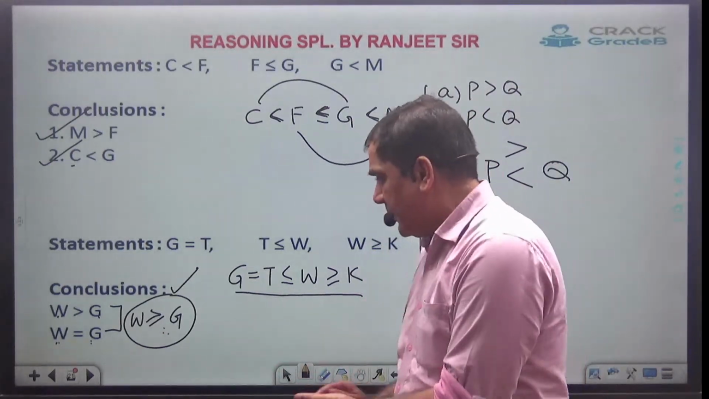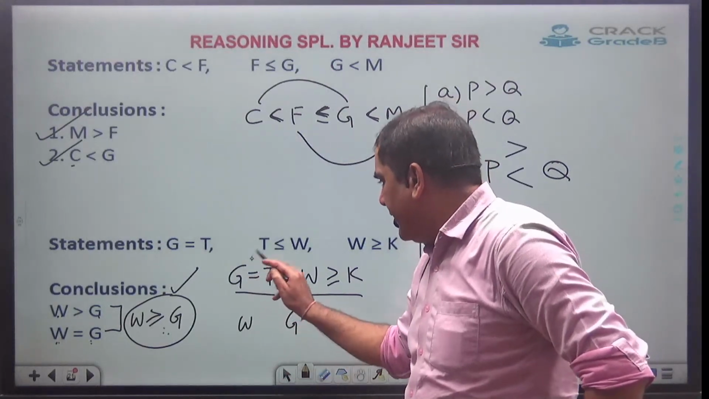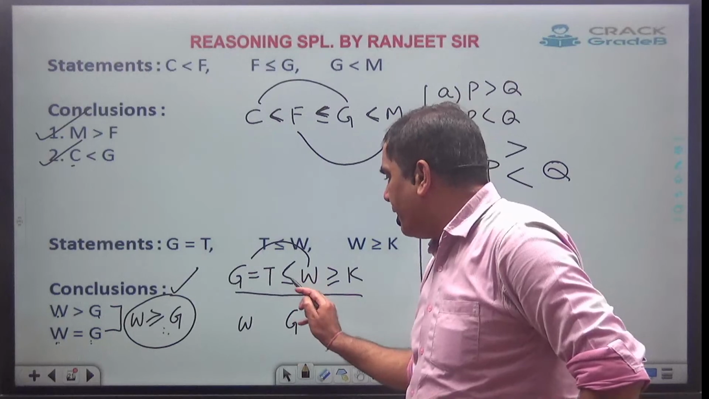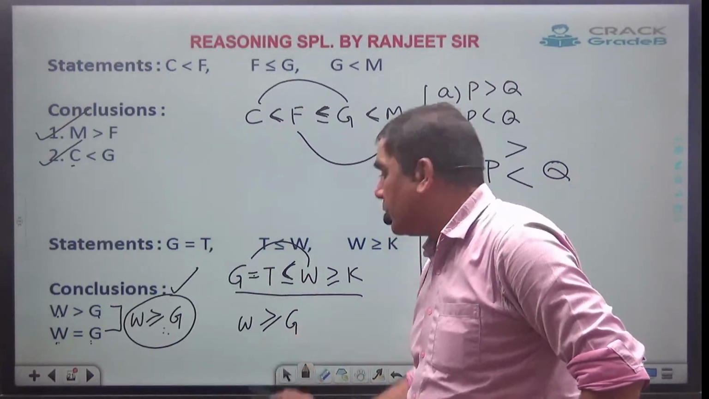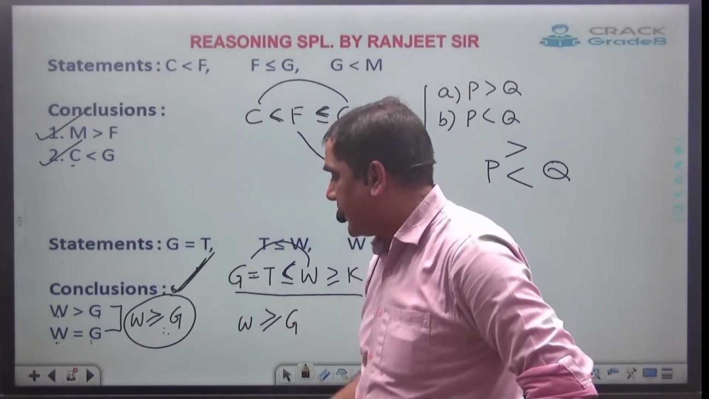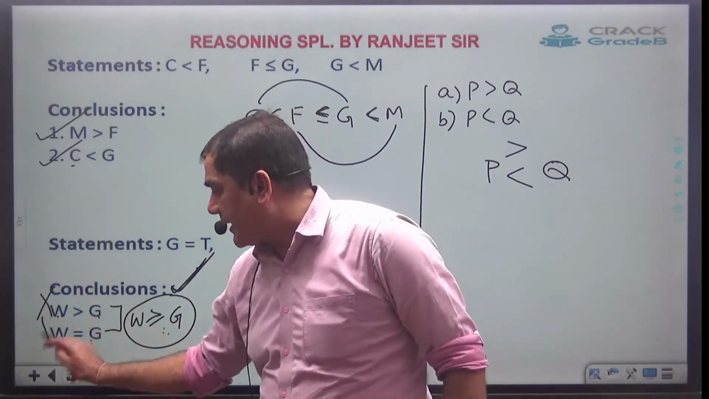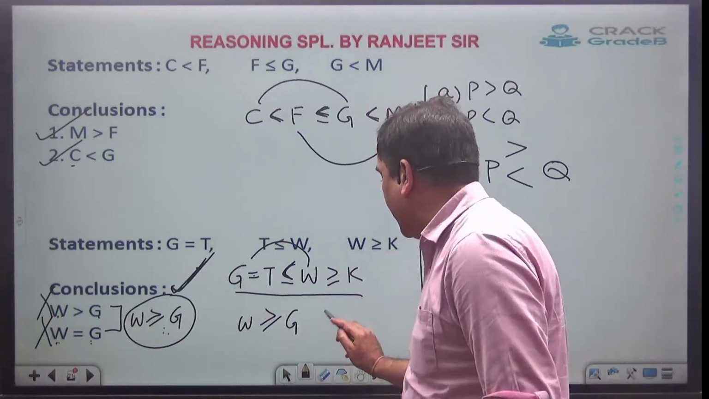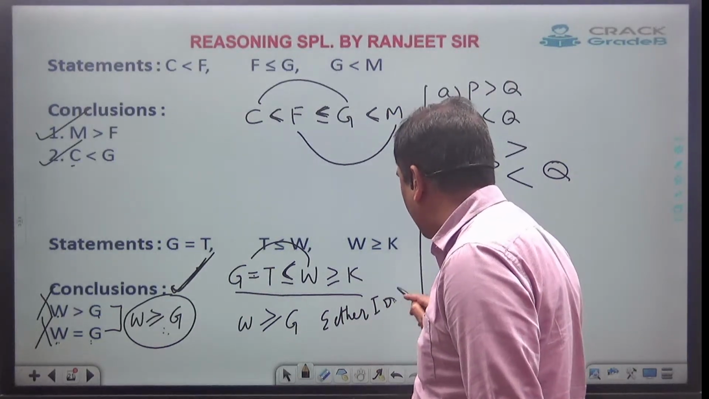Now let's check W and G from the statement. Between W and G, I can say only one face is towards W, and both will have equal to, so equal to is going to come. Means this is correct. If this is correct, then saying first is correct is not possible, and second is correct is not possible. My answer will be either one or two.